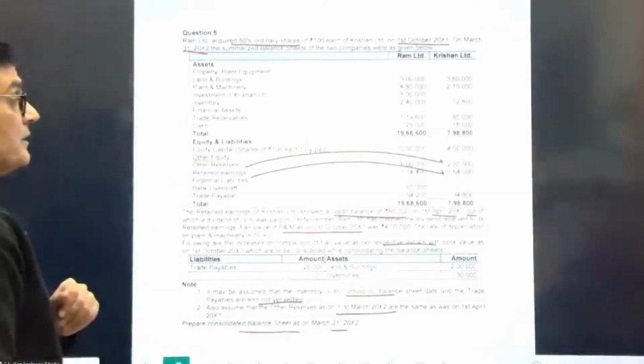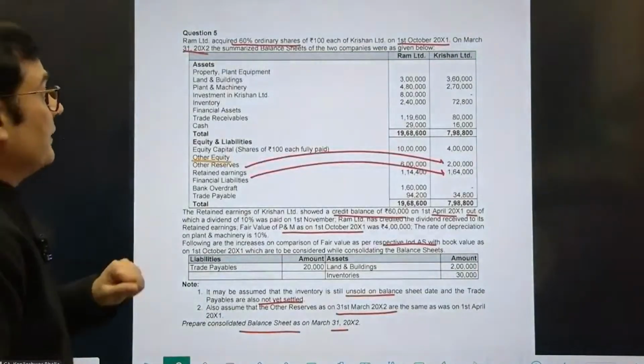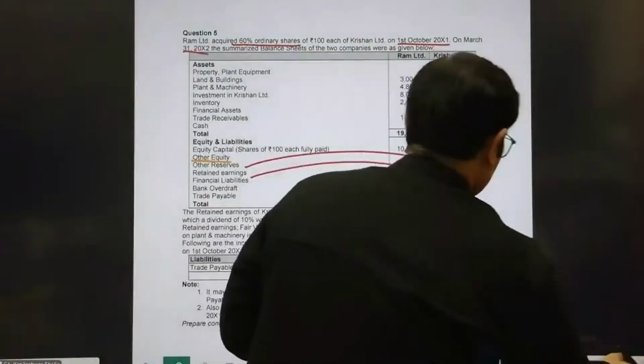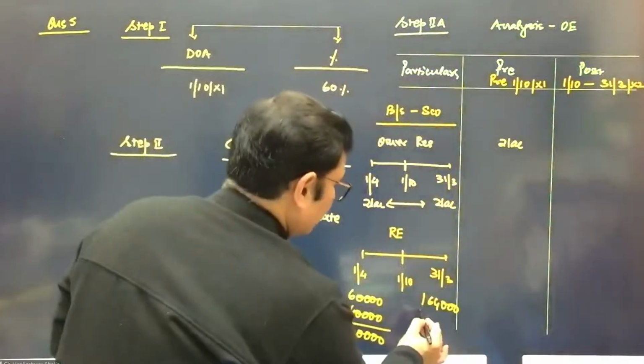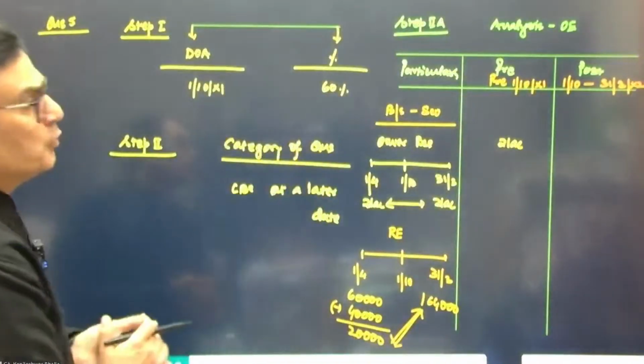By the way, what is the timing factor when the dividend is paid? The dividend is again paid on 1st November. So we take this difference as well. Can you tell me what is pre and what is post?